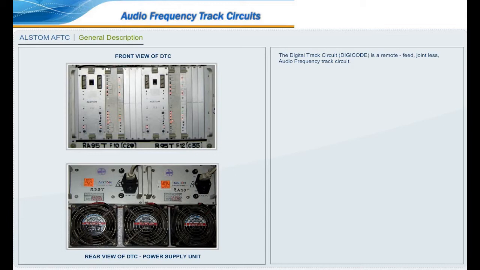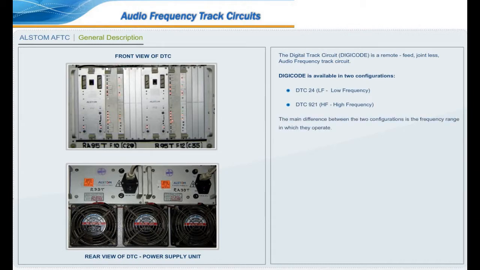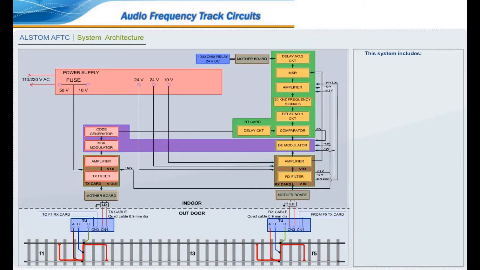Digital Track Circuit Digicode is a remote feed jointless audio frequency track circuit. Digicode is available in two configurations: DTC24 LF (low frequency) and DTC921 HF (high frequency). The main difference between the two configurations is the frequency range in which they operate. This system includes a power supply unit.